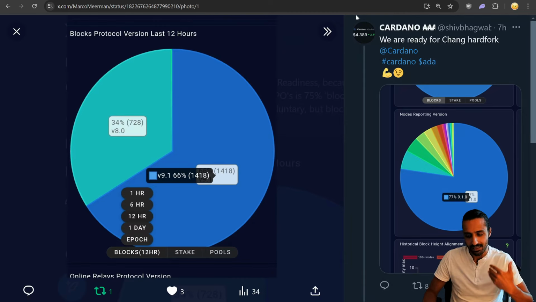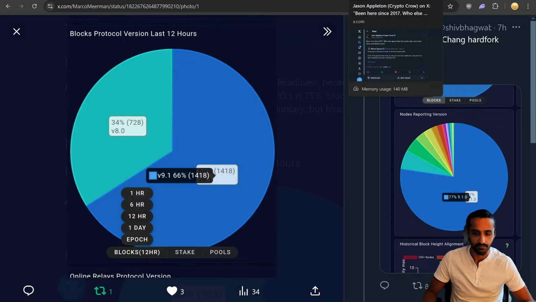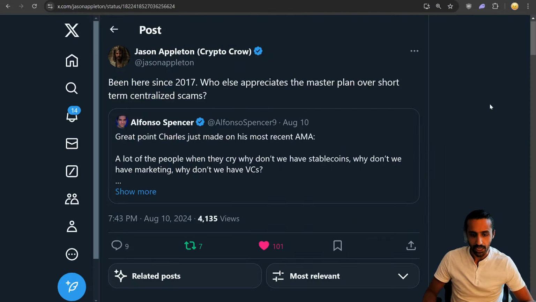So in my eyes, it's going to be imminent. It should be sometime very soon. Jason Appleton, AKA Crypto Crow. He's a good crow. He's been here since 2017. Who else appreciates the master plan over short-term centralized scams?